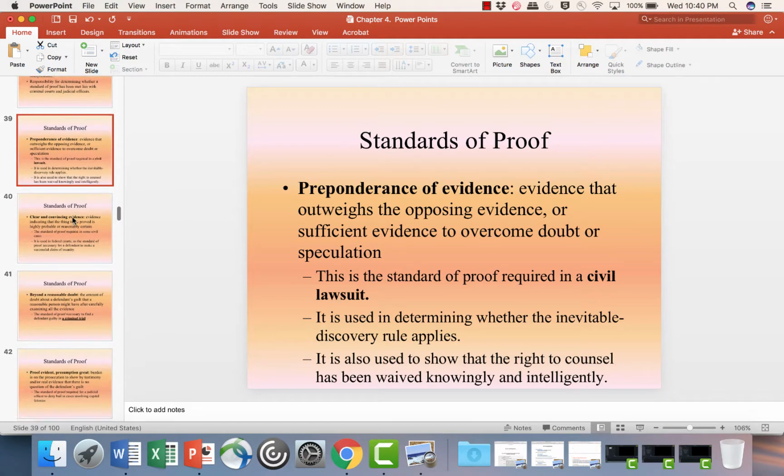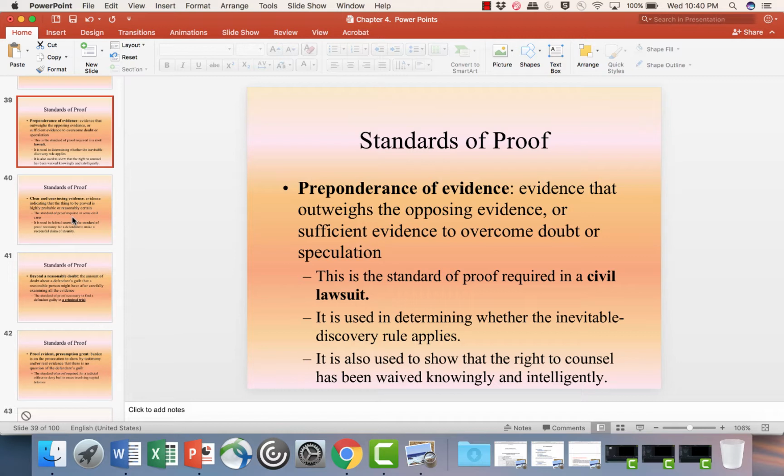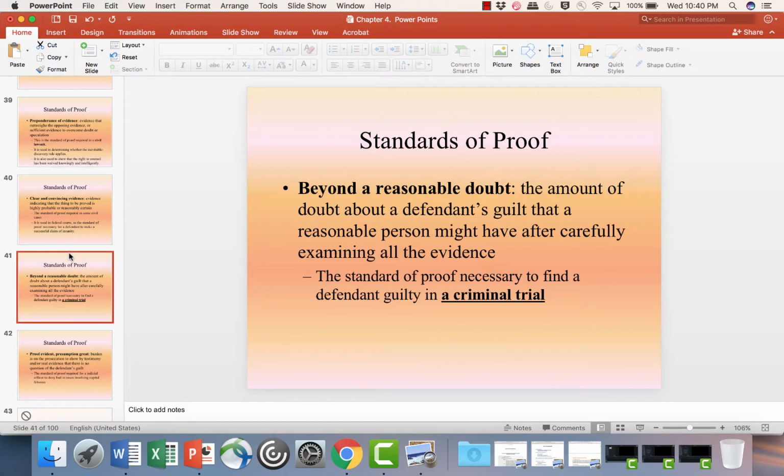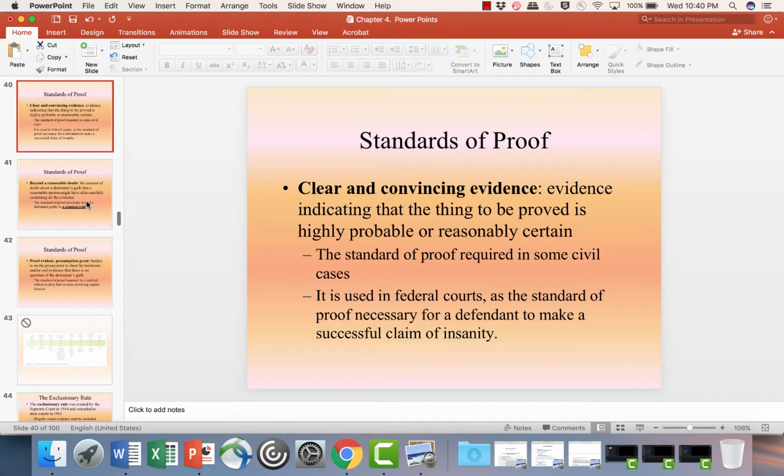And then when you look at preponderance of the evidence, this is simply saying that the evidence outweighs the opposing evidence, or is sufficient evidence to overcome doubt or speculation. And this is the standard of proof required in civil lawsuits. So you'll see up above in that table that the preponderance of evidence just has to overcome a little bit of the doubt or speculation. So clearly in a criminal case, the guilty evidence is much more severe.